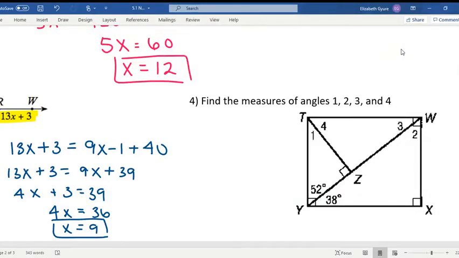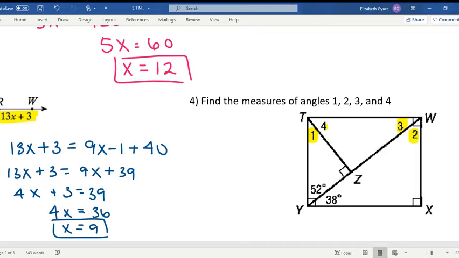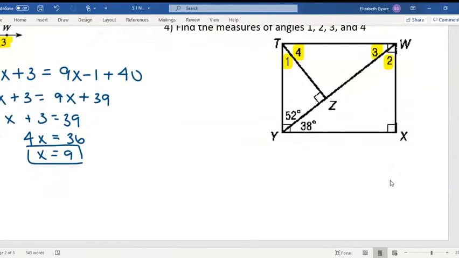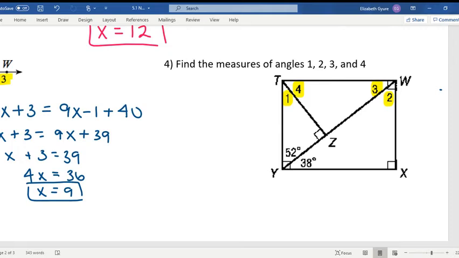It says find the measures of angles 1, 2, 3, and 4. So we got angle 1 up here, angle 2, angle 3, and angle 4. In this diagram, we are given a bunch of right angles. We're told that we have a 52-degree angle here and a 38-degree angle here. We are going to use the given information to find the angles it asks for. Something about a picture like this, you don't necessarily have to go in the order 1, 2, 3, 4. Do what you recognize first. Maybe there's some labeling that you could do. It's almost like a puzzle. Find somewhere where you know some information and then work your way around.